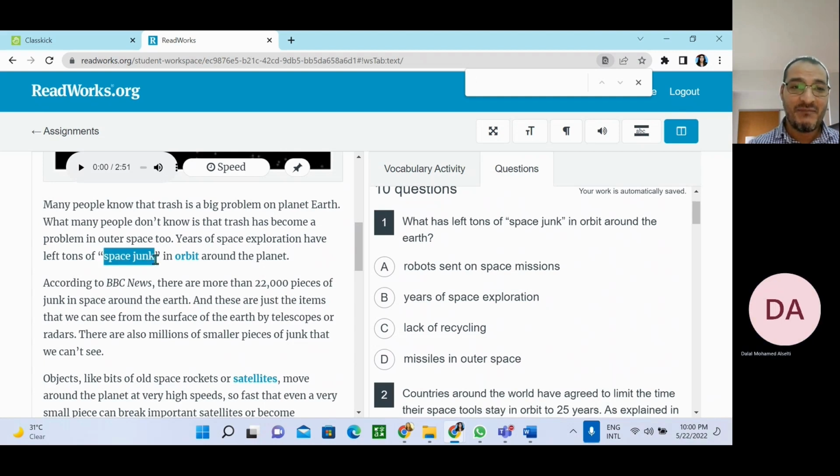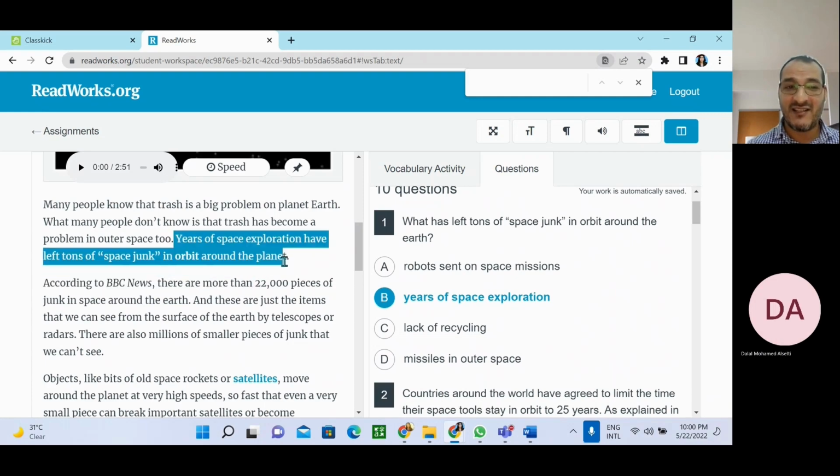Yeah, here it is. Read the sentence which had this space junk. Read all the sentence, all the statement. I mean, the sentence which had the same word, get back until you find it. Yes. Years of space exploration have left tons of space junk in orbit around it. So it's space exploration. Right? Years of space exploration. Please highlight it and write Q1 as evidence. Highlight from where? Years of space exploration. That's it.